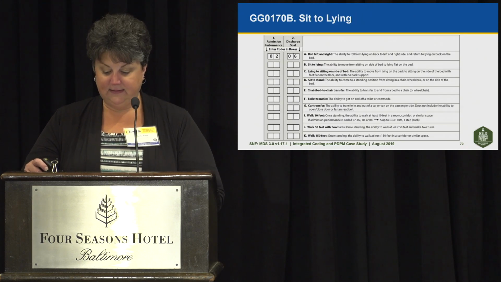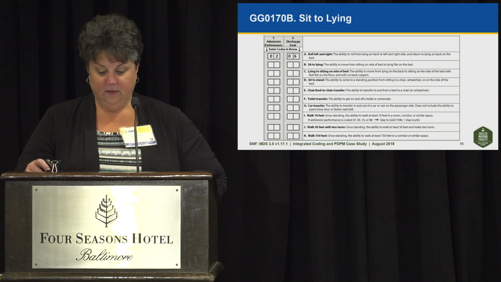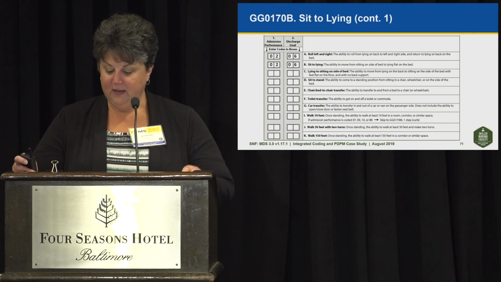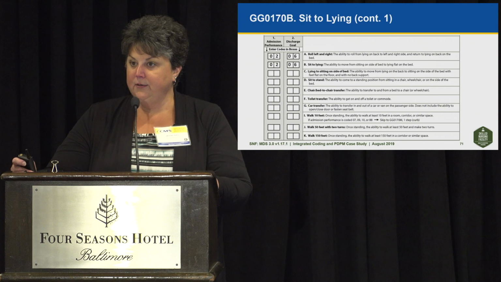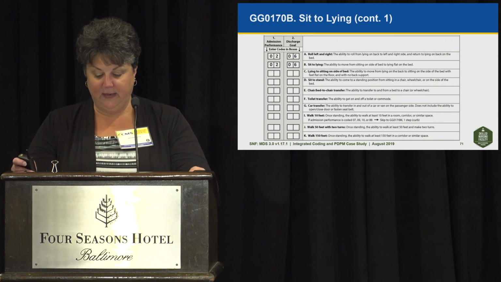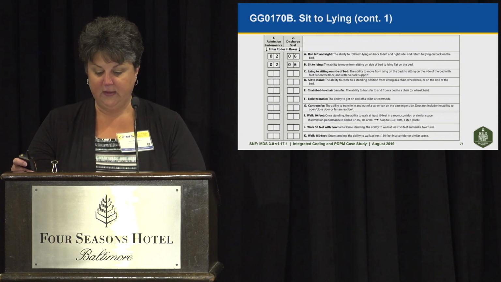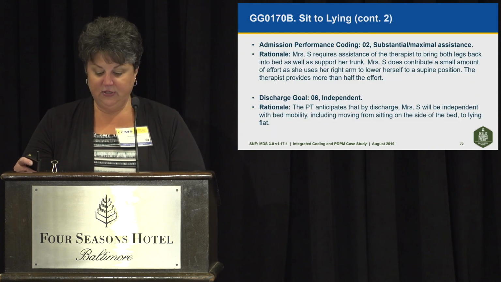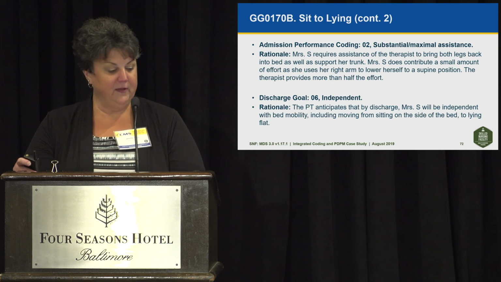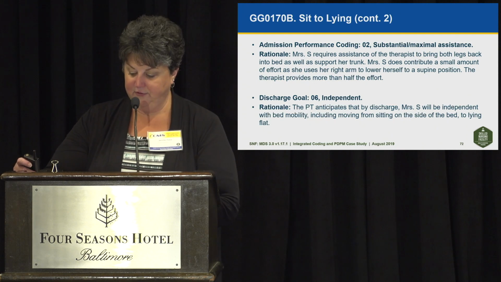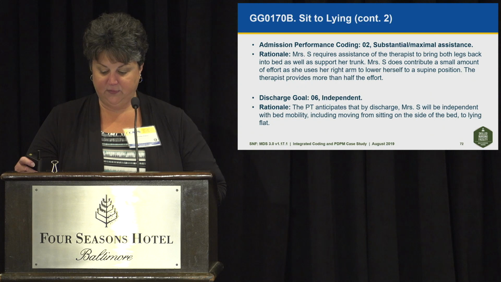And then sit to lying. Again, we have a 2. And the PT, again, notes that she only contributed a small amount. So the resident only contributed a small amount. So again, we have a code of 2. And as I mentioned, here's our rationale. Again, therapy provided more than half the effort, but the therapist expects she'll be independent.